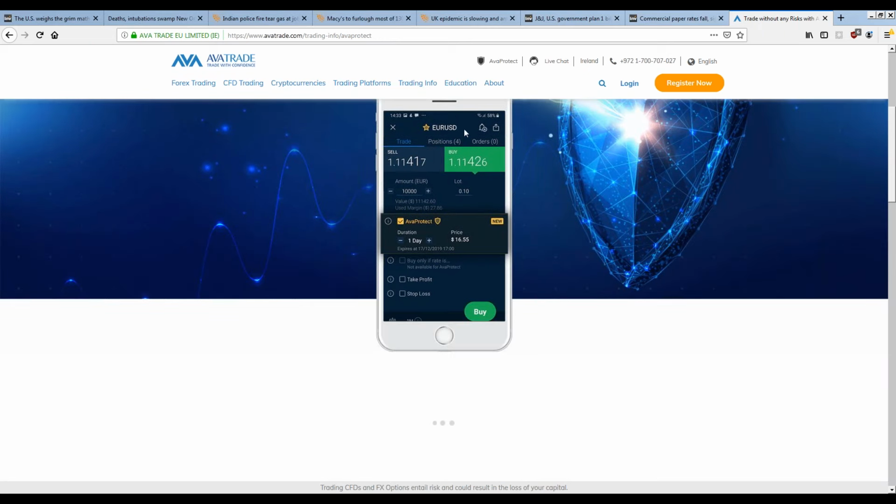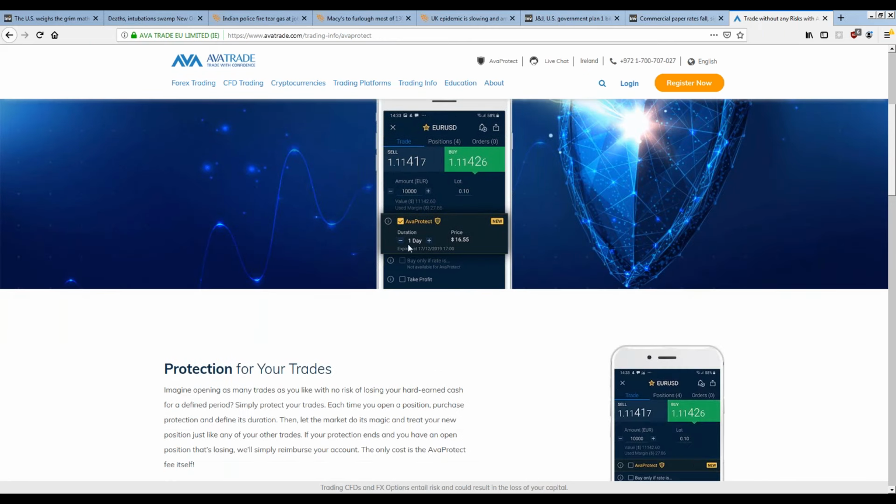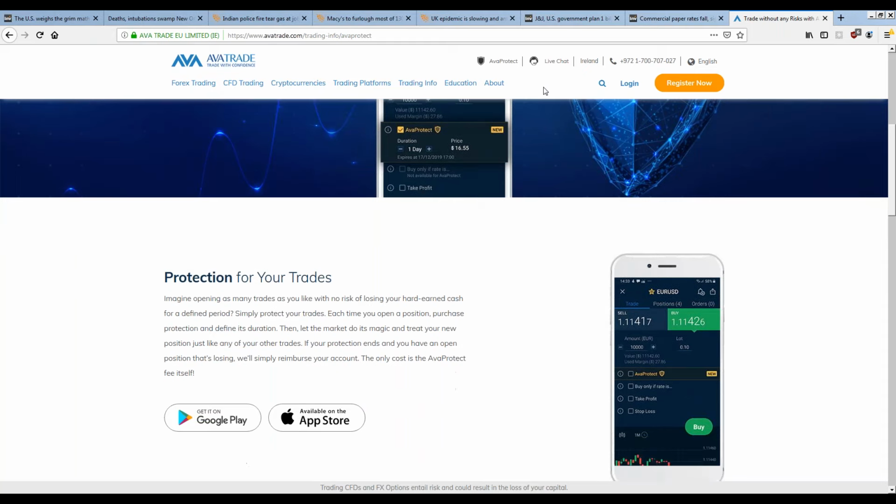And you see here, as you're setting up a trade, you put in your trade size and everything. You pick AvaProtect if you want it. You pick the time period, and it shows you how much the protection costs for that time period. No matter how much you might lose during that time period, it's added back when the coverage period ends, and then the trade keeps running. Or you can manually close during that time period before the coverage period ends, have it added back, and then reopen without coverage. So there are different ways to use that.